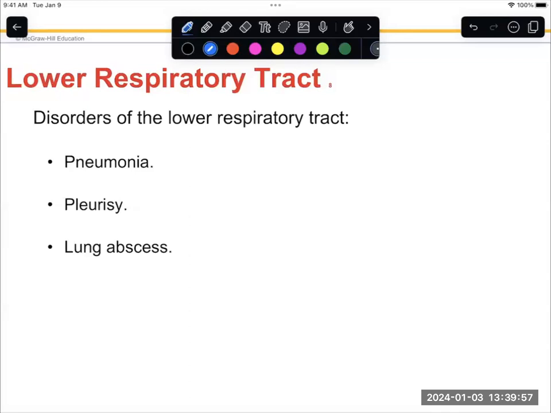Pleurisy is inflammation of the pleura, that lining around the lungs. It can cause too much fluid to accumulate in the pleural space. It's a double-lined membrane, with two linings. In between the two, there's usually a pleural cavity, and it can start to fill up with too much fluid, and that can cause pleural effusion. Pleurisy is going to occur as a complication of pneumonia.